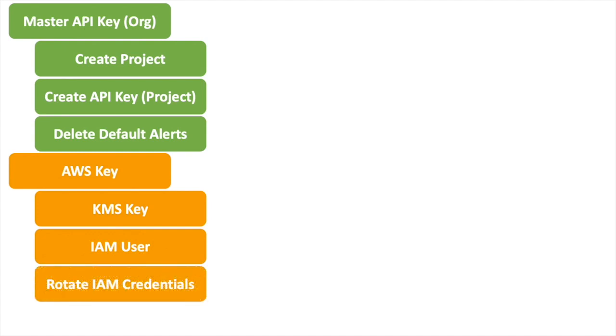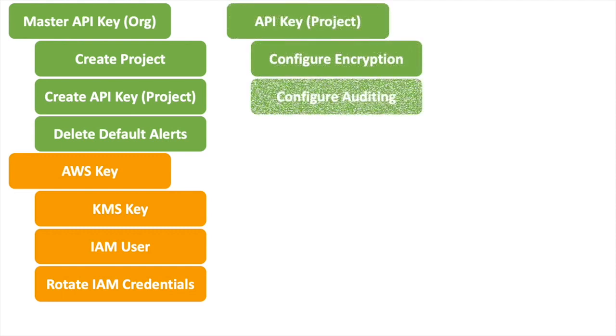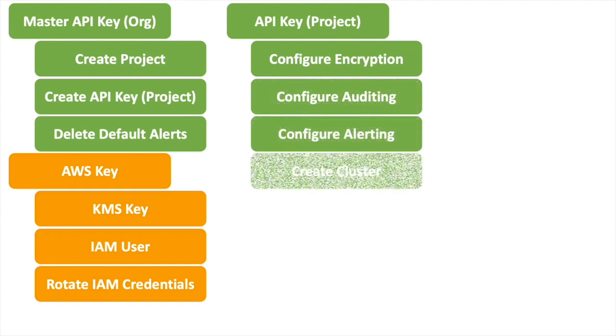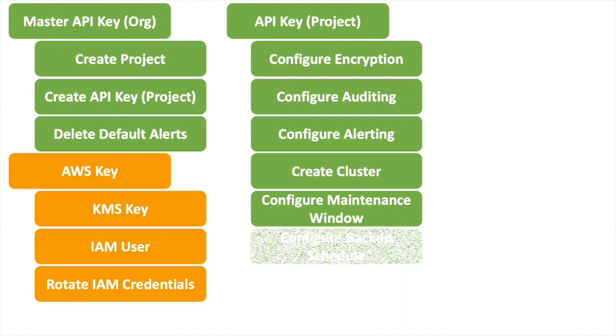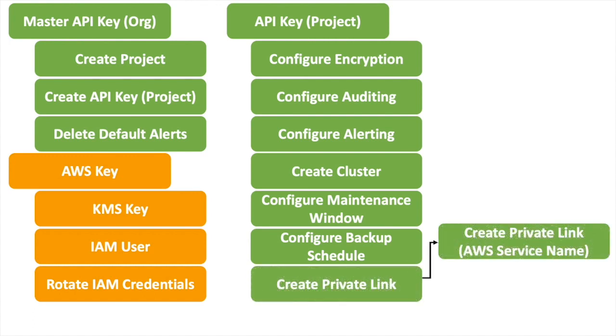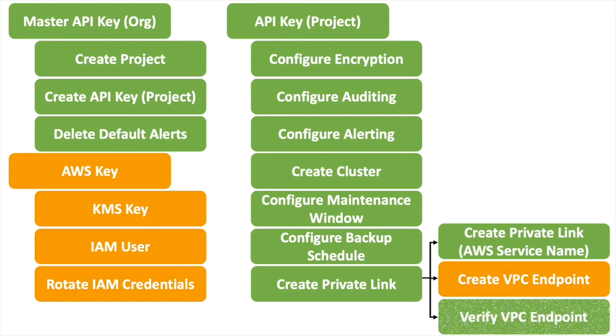Once that's done, we're going to create a KMS key in our AWS account, along with an IAM user with access to that KMS key. We have some logic that will rotate the IAM user credentials every time we deploy our project. All right, now we're back into Atlas. So we're going to take the API key that was created for our project, and we're going to configure encryption, auditing, alerting, create our cluster, configure our maintenance window, configure our backup schedule. That's all done mostly with Terraform. And then we're going to create our private link, and you can see there's some back and forth between our Atlas account and our AWS account to do that.